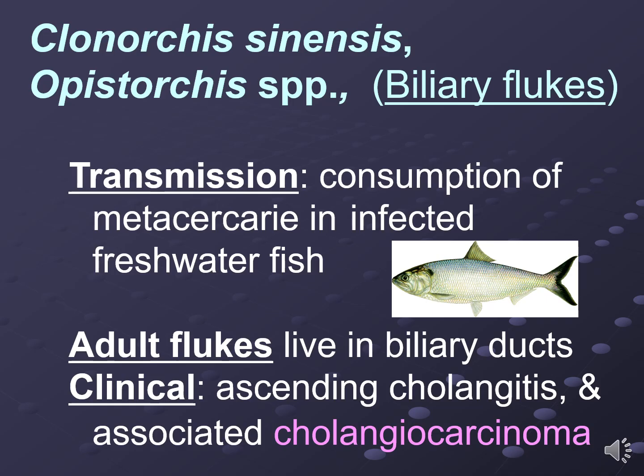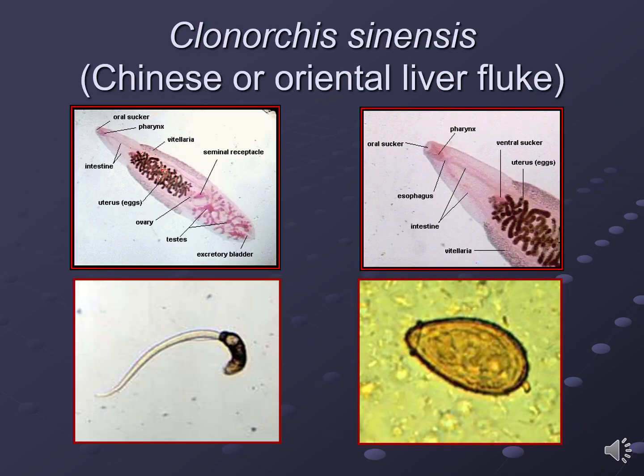Adult flukes live in the biliary ducts, so those are truly biliary flukes in the bile ducts. Clinically, they may predispose to ascending cholangitis, or infection of the biliary tree, and they are associated with later development of bile duct cancer, or cholangiocarcinoma. Those are the Clonorchis and Opisthorchis eggs, and you can look at the pictures. Very nice. Don't worry about details, just for your information.